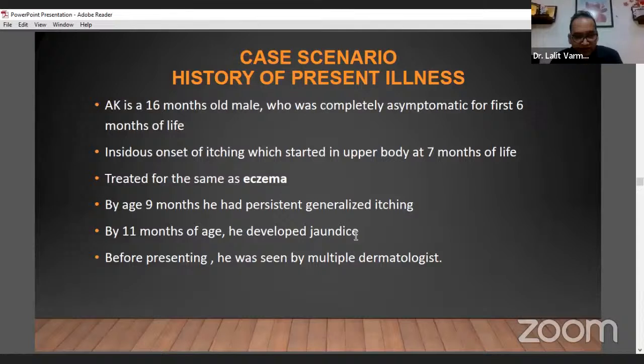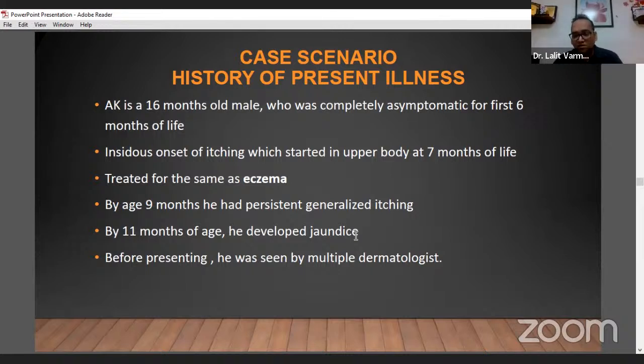So AK is a 16-month-old male who was completely asymptomatic for the first 6 months of life. Then onset of itching, which started in the upper body at 7 months of life. They thought it's eczema and started treating with the skin specialist. By age 9 months, he had persistent generalized itching. By 11 months of age, he developed jaundice. Before presenting, he was seen by multiple dermatologists because they thought it's eczema. Any thoughts here?